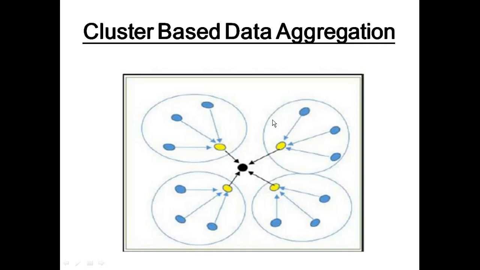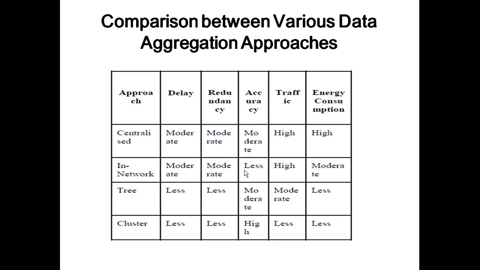Now there is a little comparison of the various types of data aggregation approaches. There we had four types of approaches: the centralized, in-network, tree, and cluster. Now let's look at the first parameter, which is the delay. In the centralized approach, the delay in transferring and processing the data is moderate. It is not very high, but it is not very low. Also, it takes a limited amount of time to collect the data from multiple sink nodes and then transfer it to the destination. The redundancy parameter, again, is moderate.